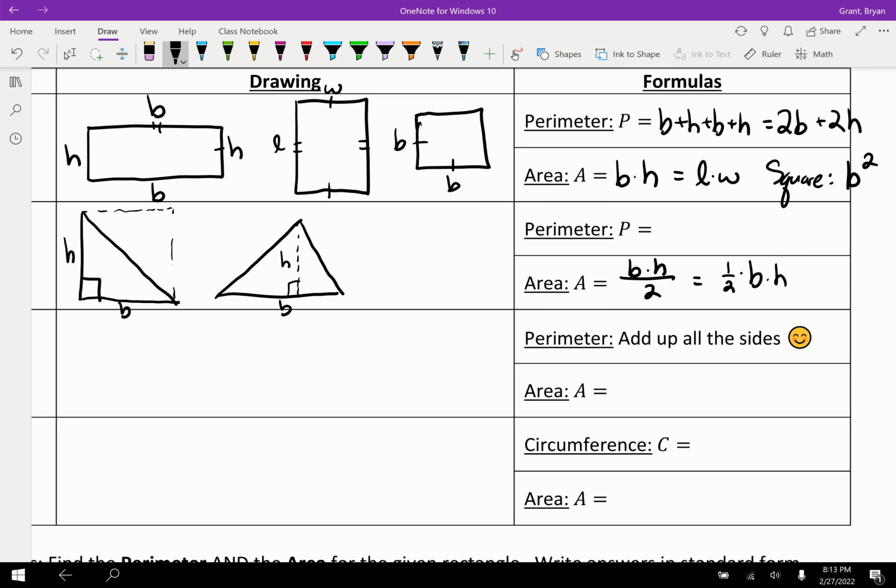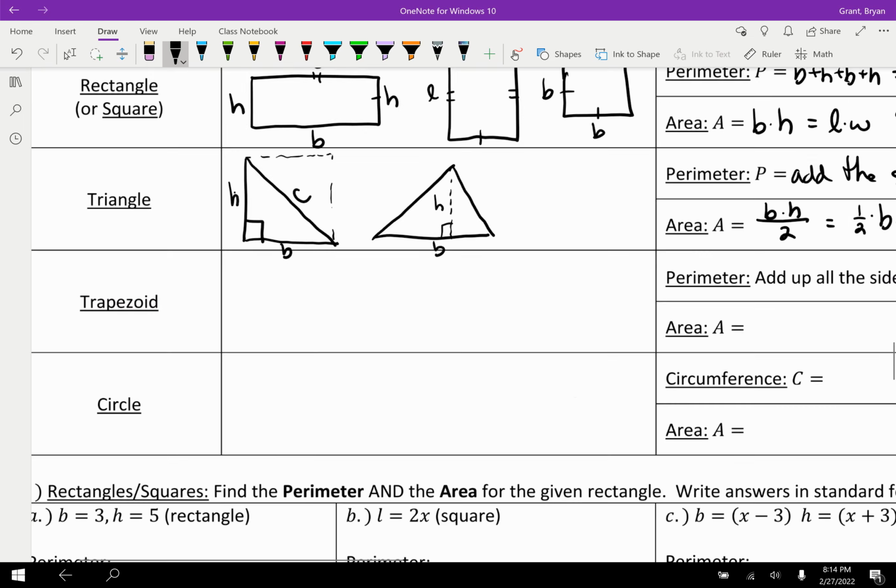The perimeter for a triangle can be quite a bit trickier because you don't always have all the sides. And in this case, for now, I'm just going to say the perimeter is just add the sides. So if you have 3 sides here, maybe we'll call this side C, you would just do B plus H plus C.